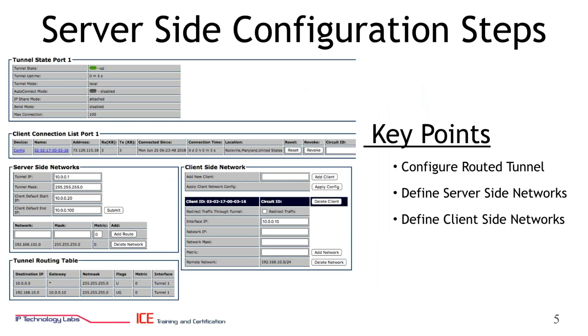So server-side configuration, we're going to break this down and go through it in a little bit more detail. But when you log into a server device, you get information on what devices are connected, okay? When you change your device to routed tunnel mode, you'll get another set of options. If you were in a bridge tunnel mode, you would see this client connection, and that would be all you'd see. You wouldn't see these other options. As soon as you switch your device to a routed tunnel mode, these additional options for configuration will pop up.